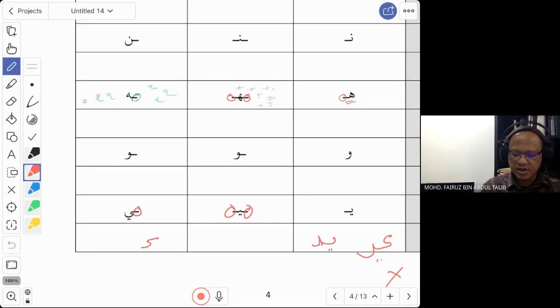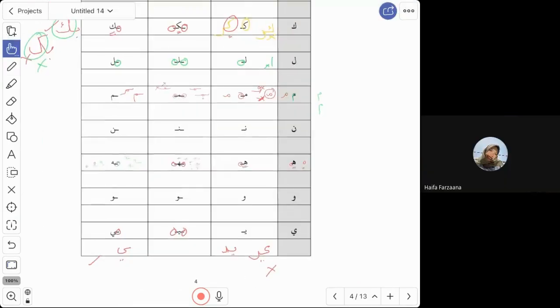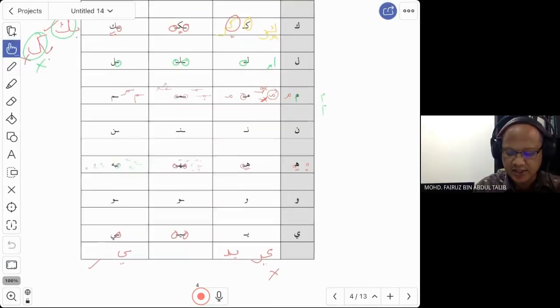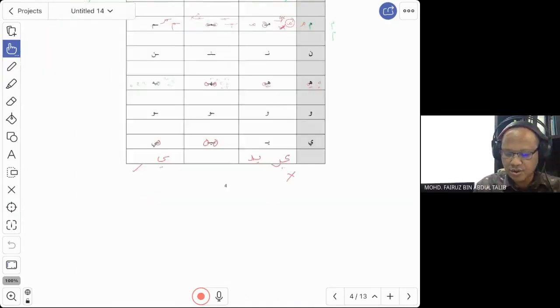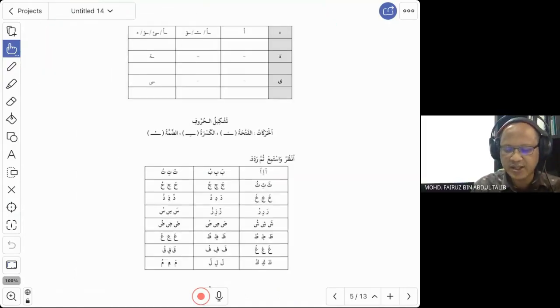And then you just draw this. Okay, so this is how you link between the letters. Okay, between the letters. All right. So you can go through the table again and practice.